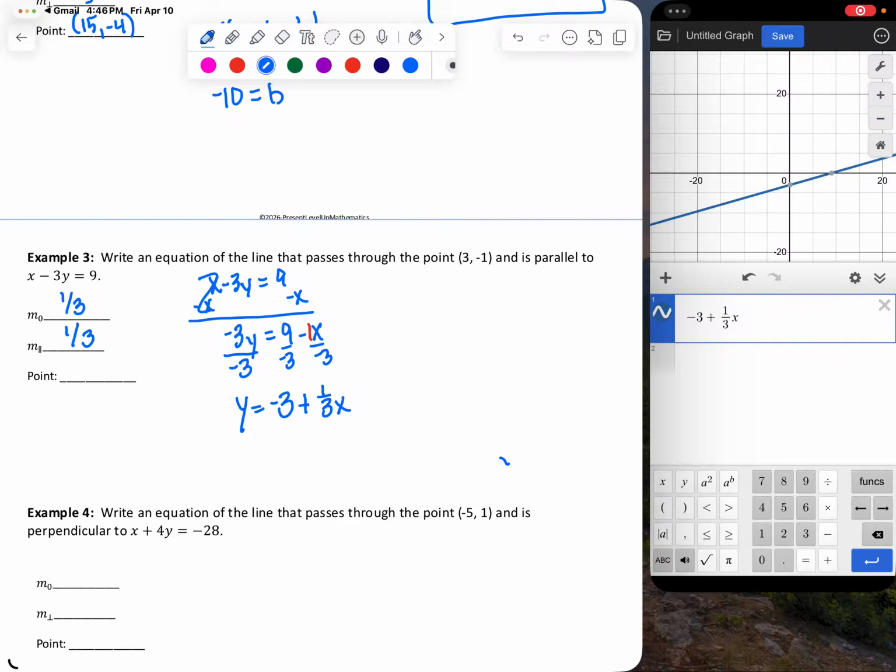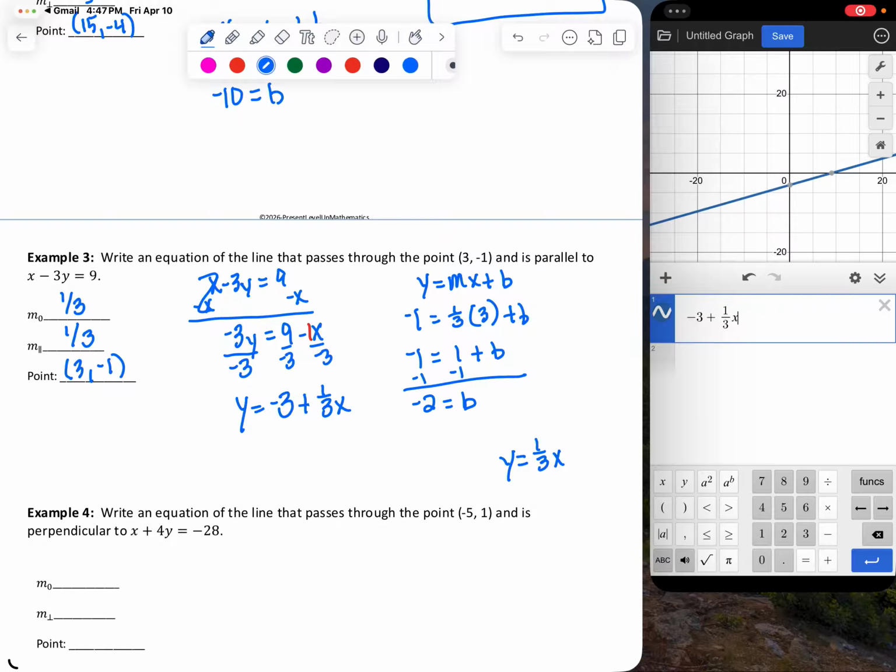So my equation is going to look something like this: y = 1/3 x plus something, or y = 1/3 x minus something. So the point we want it to pass through is (3, -1). So let's use our slope-intercept form, y = mx + b. We'll put a -1 for the y, a 1/3 for the m, a 3 for the x, plus b. So -1 equals 1/3 of 3 is 1 plus b. Subtract 1 from both sides to get -2. So now I know my equation is y = 1/3 x - 2.